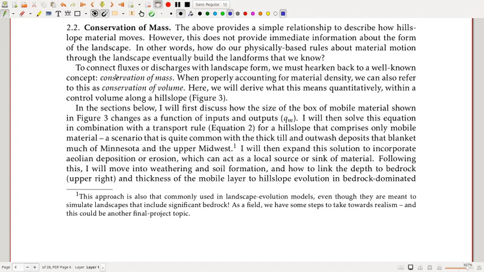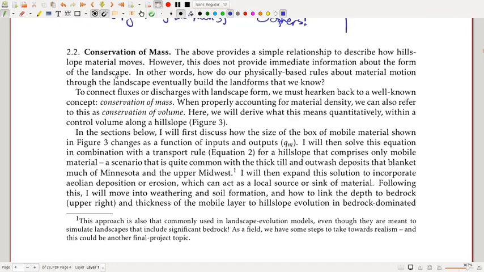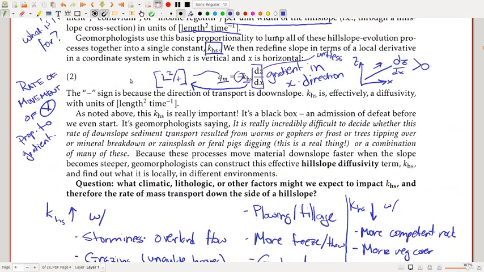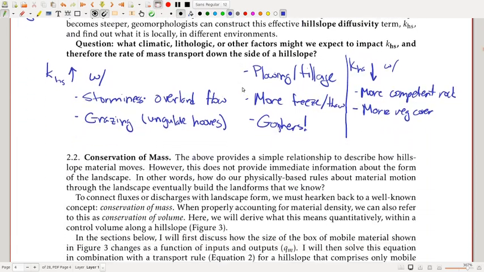From what we just saw above in this last portion, I'll just scroll up to it quickly, we have a relationship that describes how the motion of material downslope is linearly proportional to that slope via a constant of proportionality, and that this constant might relate to things in climate, lithology, and land use.